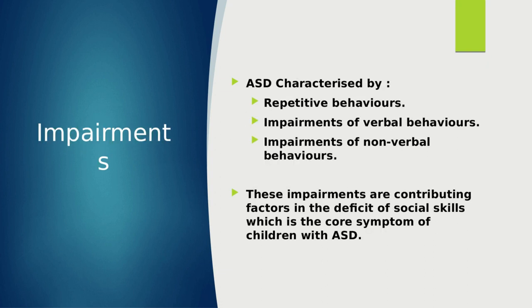So each child with ASD may have different characteristics or different combinations of characteristics. However, some deficits are commonly observed in them. These deficits are repetitive behaviors such as rapidly flapping their hands, repeating phrases or sounds, impairments of verbal behaviors such as little or delayed language skill, and impairments of nonverbal behaviors such as eye contact, gestures, and facial expressions. These impairments are contributing factors in the deficit of social skill, which is a core symptom of children with ASD.